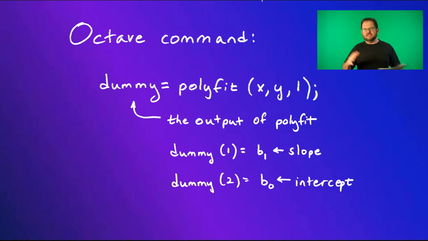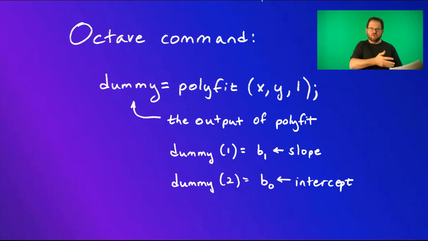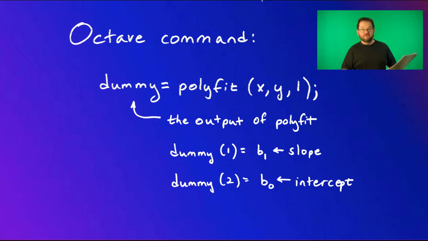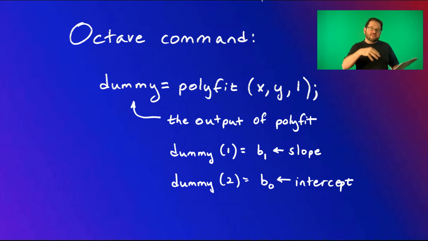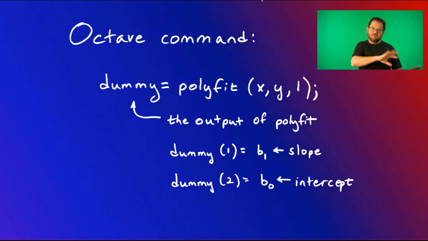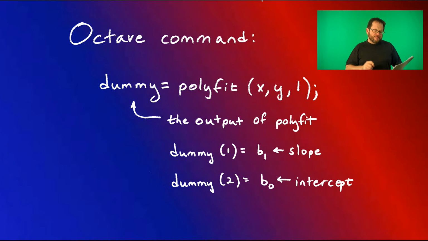Dummy is a computer science term. It means this is just something I'm using right now, and I'll do something with this and call it something else later. I don't mean a dummy as in an insult from a 1940s cartoon or something like that. So the output of this polyfit function is going to go into a 2-dimensional array called dummy. You don't have to create it in advance. Octave will create it for you. Again, dummy may not be the right word if you want to call it rabbit or hold the mustard or something. It doesn't hurt anything.